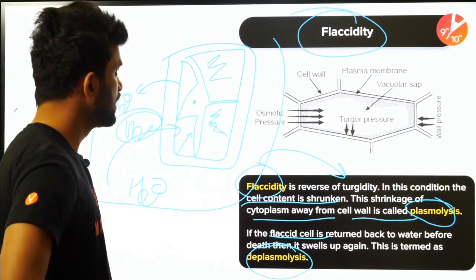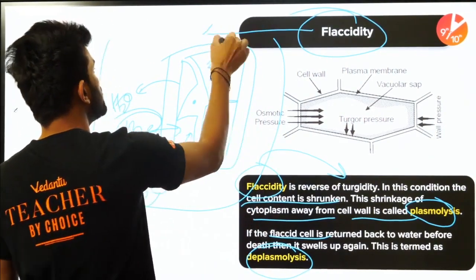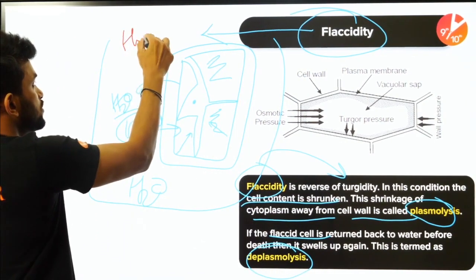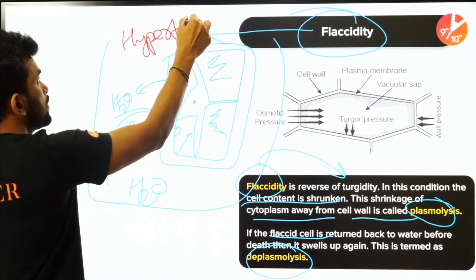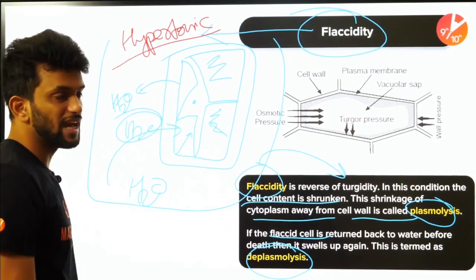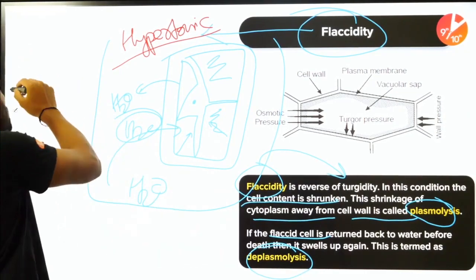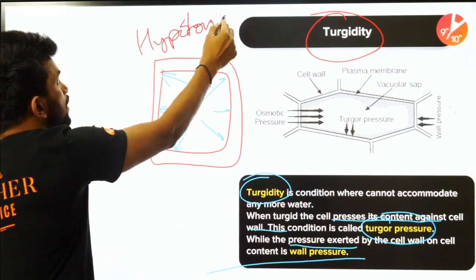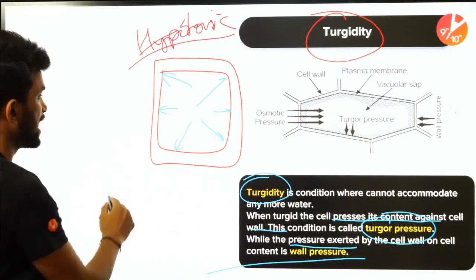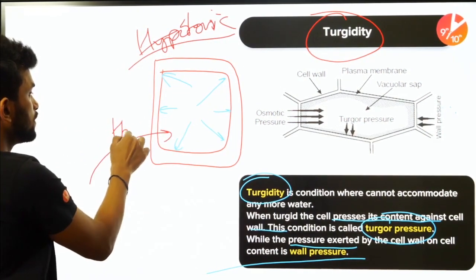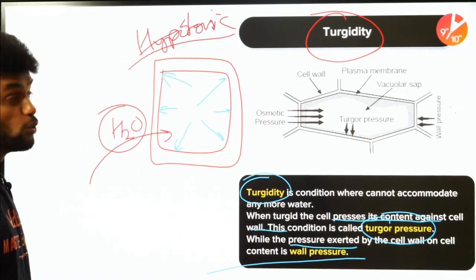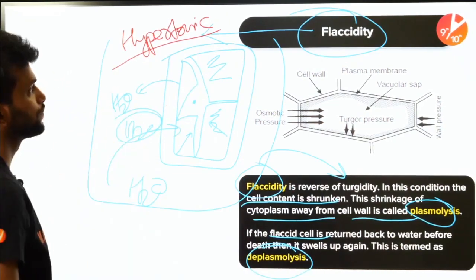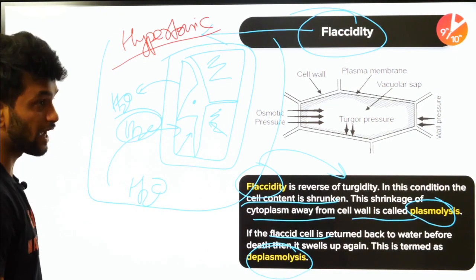Very important. Now tell me, when will flaccidity happen? In which type of solution? Can I say in a hypertonic solution? In a hypertonic solution, flaccidity will happen, and in a hypotonic solution, the turgid. Hypotonic में the water will try to move in. The water will try to move in a hypotonic solution, and water will try to come out, yes guys, in a hypertonic solution. I hope you are understanding.